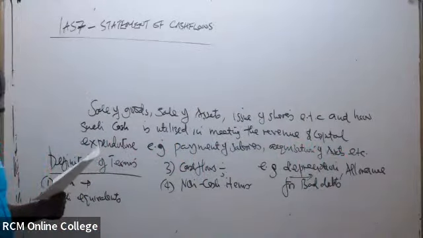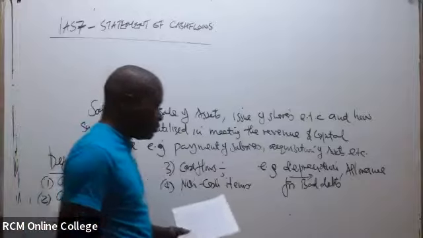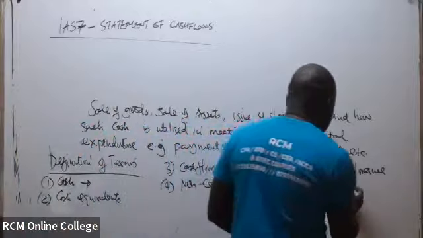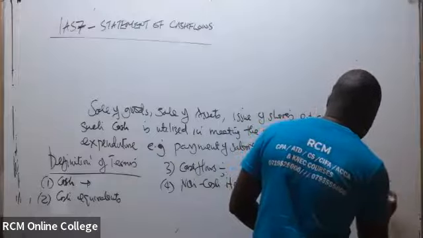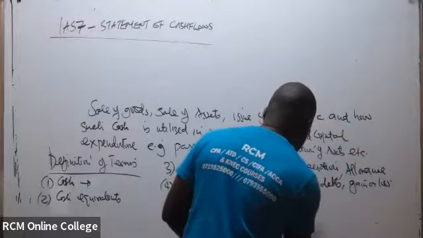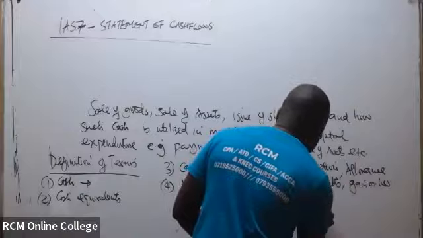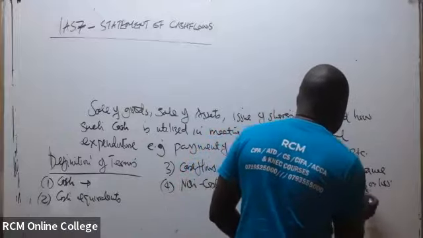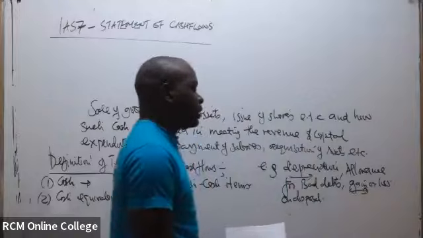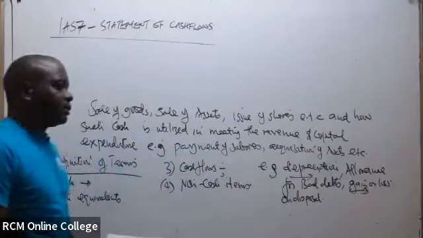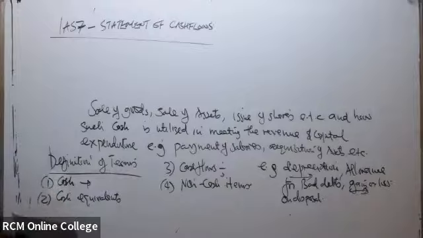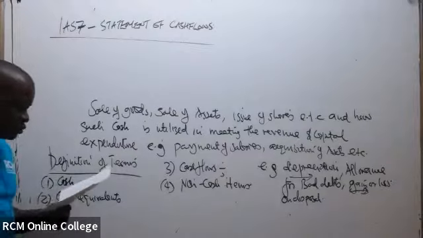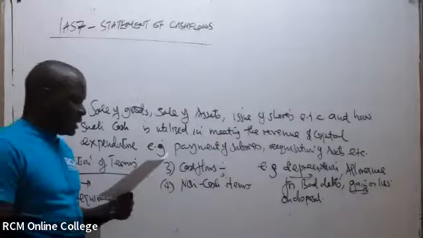Gain or loss on disposal. For example, a gain, you end up having to recognize it as an income. And the loss, you end up having to recognize it as what? As an expense. So that's what will end up having to happen with those ones. We call them non-cash items.